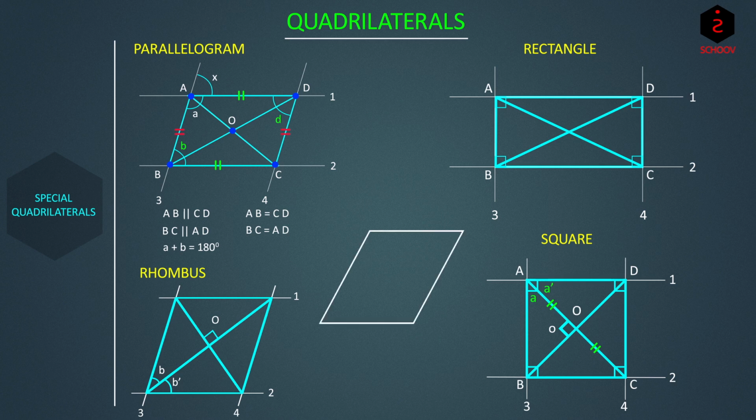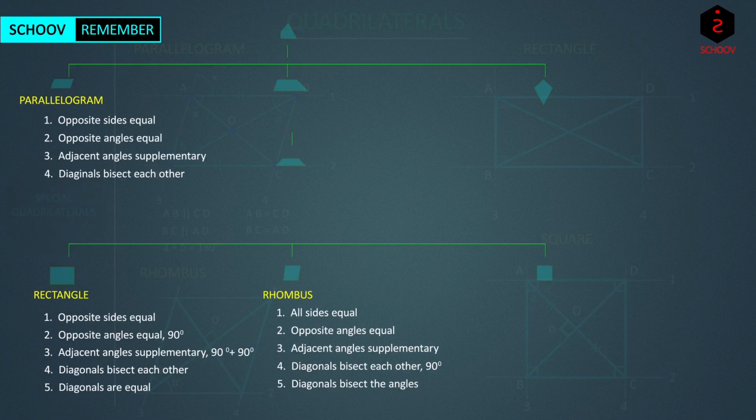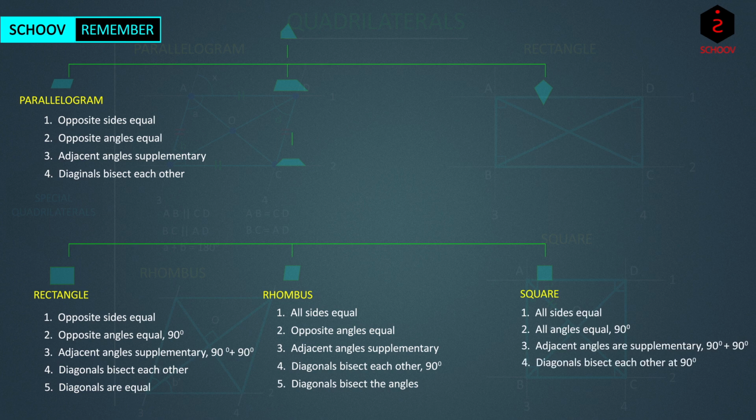Actually, we get the square by tilting the rhombus or by compressing or expanding the rectangle. So a square has all the properties of a rhombus and a rectangle. So now in a square, all sides are equal, all angles are equal, 90 degrees. Adjacent angles are supplementary, 90 plus 90. Diagonals bisect each other at 90 degrees. Diagonals are equal and diagonals bisect the angles.